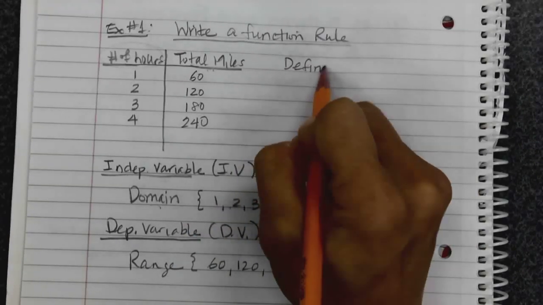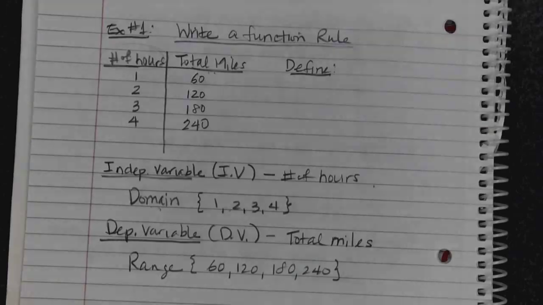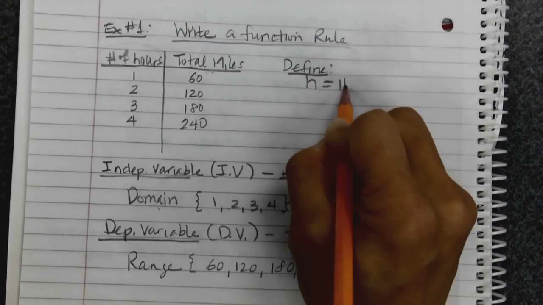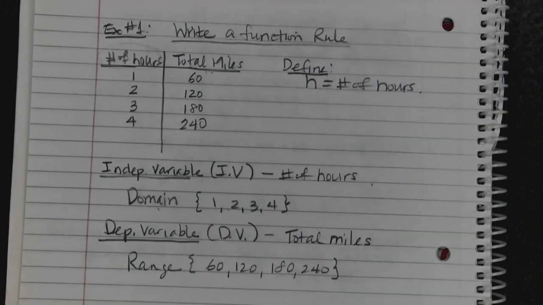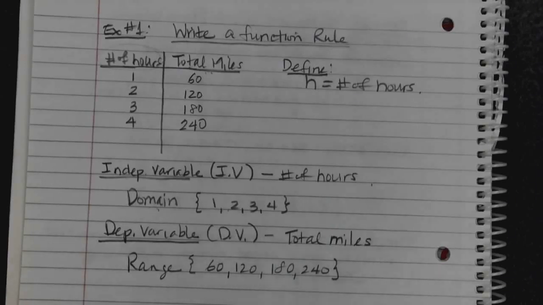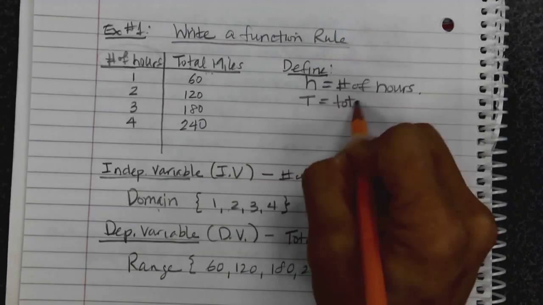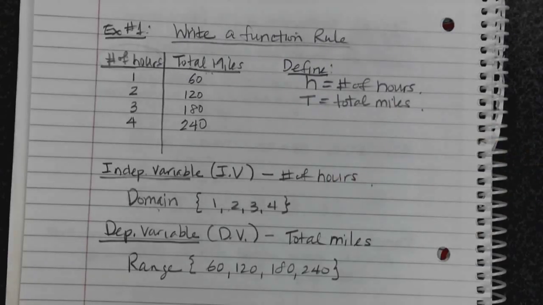So I'm going to come over here, I'm going to define some variables. I need a variable to represent number of hours. Okay? Eliza, what do you want to use for number of hours? Sure. H for hours, right? So H equals number of hours. Okay? And what should we use for total miles? T for total? Yeah. T for total miles. Okay?